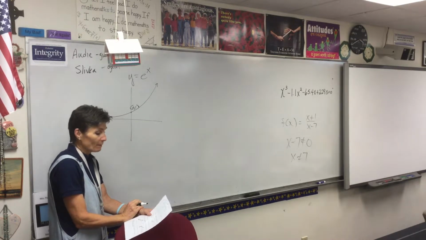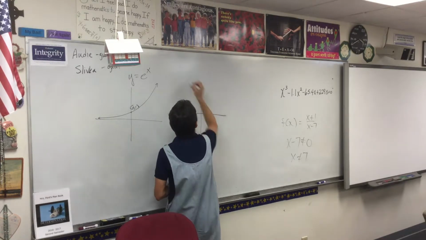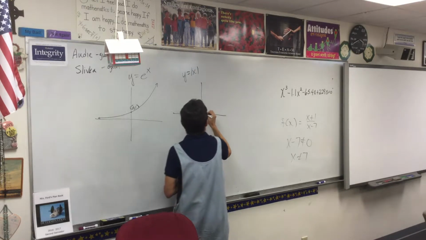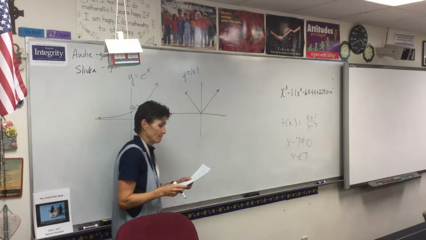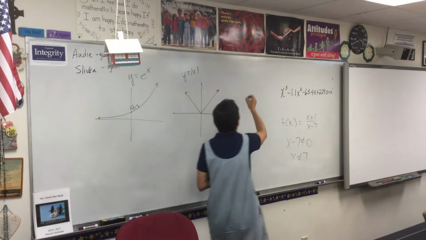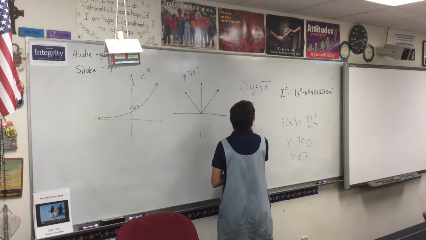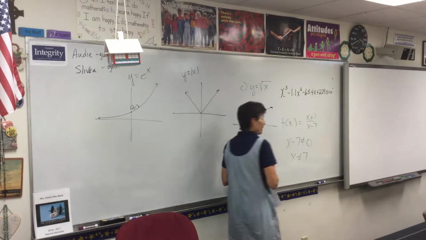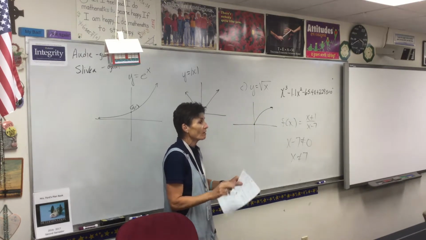Now, what about the second one? I bet you all got that one right. What's the shape of the absolute value? That's a V. And what's the shape of the square root function? Half a parabola. Yep, the top half of a parabola going out. So there are your graphs.